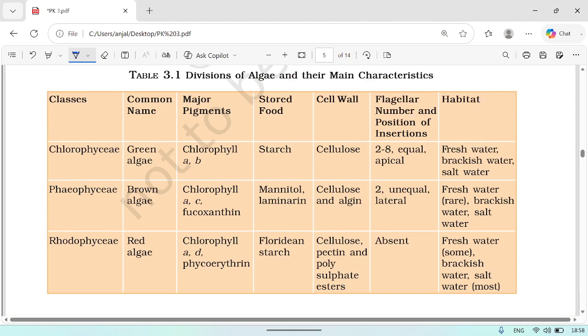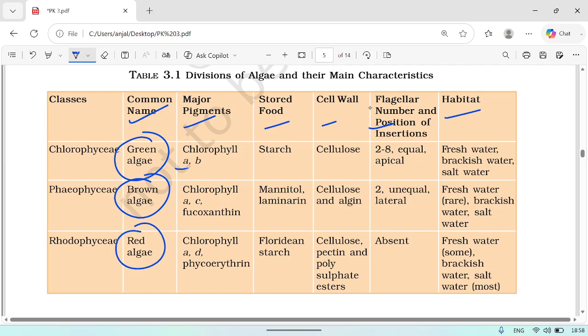Coming to the divisions of algae and their main characteristics: classes, common name, major pigment, stored food, cell wall, flagella number and position of insertion, and habitat. Chlorophyceae means green algae, Phaeophyceae means brown algae, and Rhodophyceae means red algae. Chlorophyll a is present in everything. Chlorophyceae has chlorophyll b, Phaeophyceae has chlorophyll c and fucoxanthin extra, and Rhodophyceae has chlorophyll d and phycoerythrin.